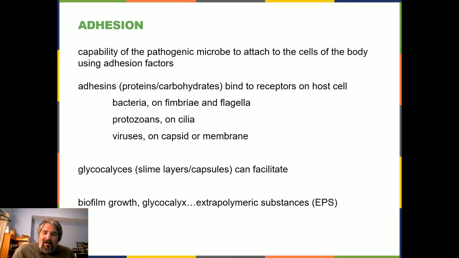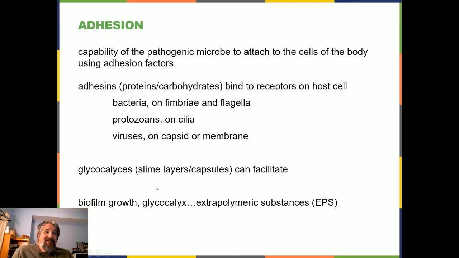Okay. So adhesion, the capability of the would-be pathogen or the pathogenic microbe to attach to the cells of the body using adhesion factors. So the class of adhesins, these are proteins and carbohydrates that are able to bind to receptors on host cells. In bacteria, these adhesins will be on fimbriae and flagella, on protozoans, on cilia, and in viruses on the capsid or membrane.